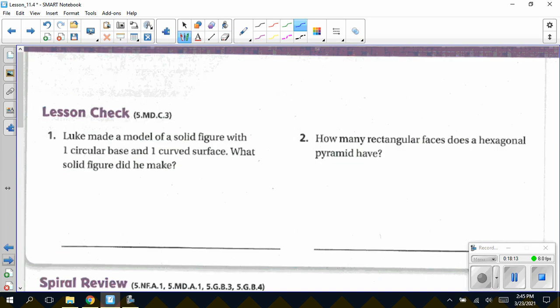On the back, number 1, Luke made a model of a solid figure with 1 circular base and 1 curved surface. What solid figure did he make? So you are naming the solid figure. Number 2, how many rectangular faces does a hexagonal pyramid have? So notice the base is a hexagon, but pyramids, how many rectangular faces does a pyramid have if it's a hexagonal pyramid?